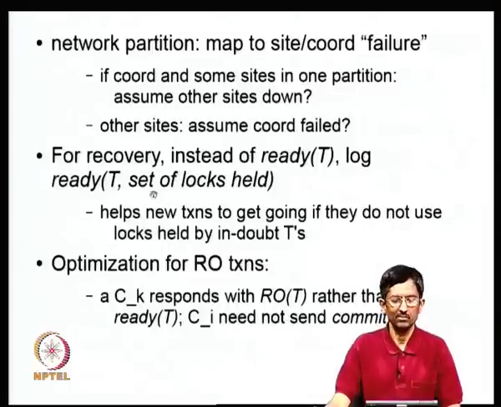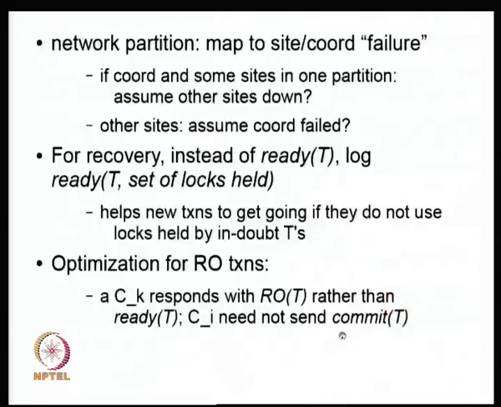Okay. So this is a way in which the blocking aspect, even if it is problematic, does not really bother you too much. There is another optimization for read-only transactions. Basically, because you are not updating anything, a sub-transaction which does only reads can send a read-only message rather than ready T. Therefore, Ci does not need to send commit T because there is nothing to be updated. Okay, that also is possible.